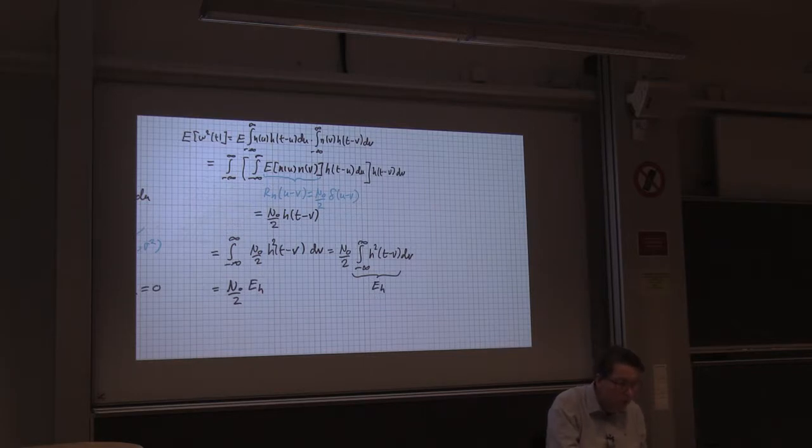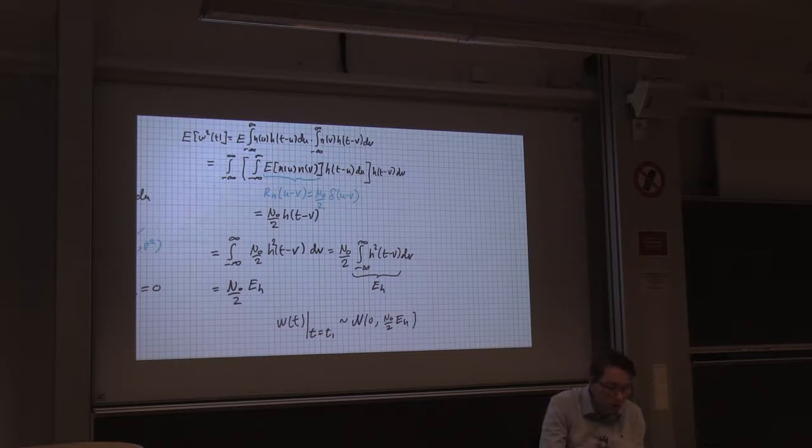So if we want to summarize what we have learned now, it is that W of t, the output of a filter with the impulse response H, when the input is white Gaussian noise, if we take a sample of that random process, if we look at the amplitude of that Gaussian process at any time t1, just any time whatsoever, this is a Gaussian random variable with 0 mean and variance n0 over 2 times EH.